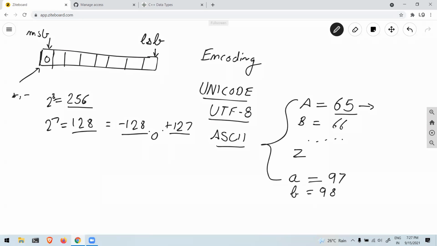There are other mappings for numbers also. I'll show you how to do that in Python right now. So we'll do a bit of Python also, but this is the idea.